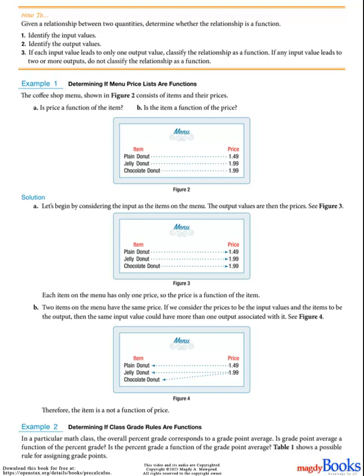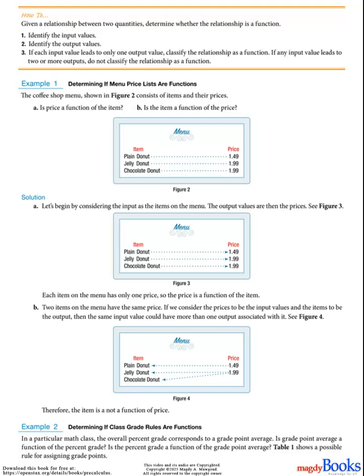The output values are then the prices. See Figure 3. Each item on the menu has only one price, so the price is a function of the item. B. Two items on the menu have the same price. If we consider the prices to be the input values and the items to be the output, then the same input value could have more than one output associated with it. See Figure 4. Therefore, the item is not a function of price.